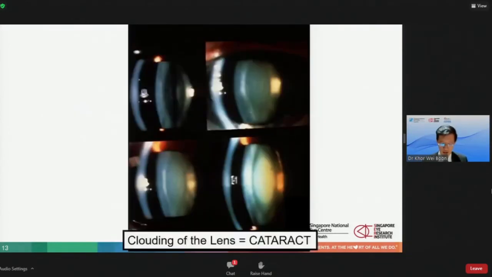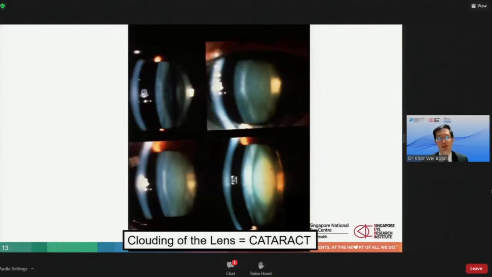And you can see here a cross-section of the lens as it becomes more and more cataractous. In the first picture, you'll see that the lens is actually very clear, but as it ages, it turns more and more brown until you can finally see how cloudy the lens can be when it becomes a cataract.